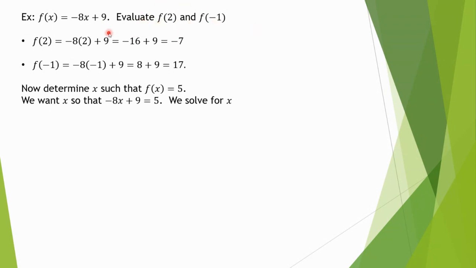It's the same idea. F of x is defined by a formula. We have f of 2 is negative 8 times 2 plus 9. So we're evaluating the function. We're seeing what happens when x is replaced by 2. And we get this.